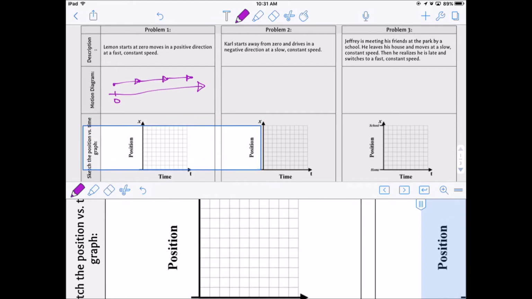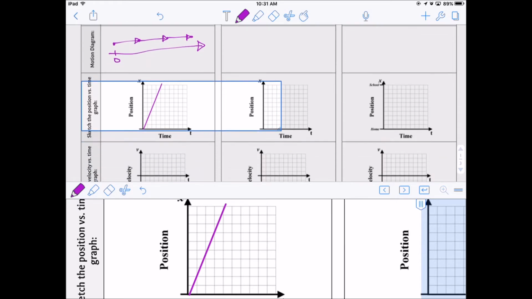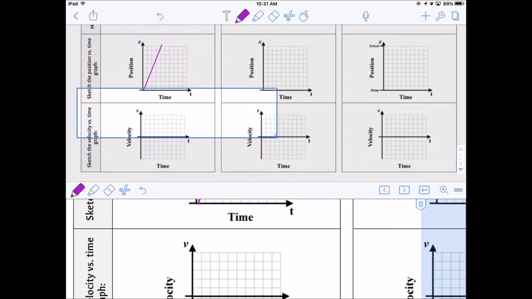Let's look at the position versus time graph first. Remember, if you're moving in the positive direction, you have to go up. And since we're starting at 0, we need to start at the very bottom, that origin there. And then since we're moving at a fast constant speed, it's going to be steep. So there we have our steep line that goes straight up. That's a really straight line there.